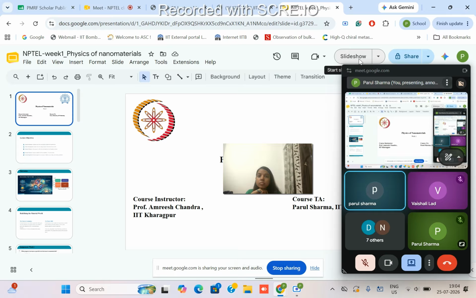So you can see in this plot that as the grain size approaches approximately 10 nanometers, with a decrease in grain size, the yield strength is increasing.